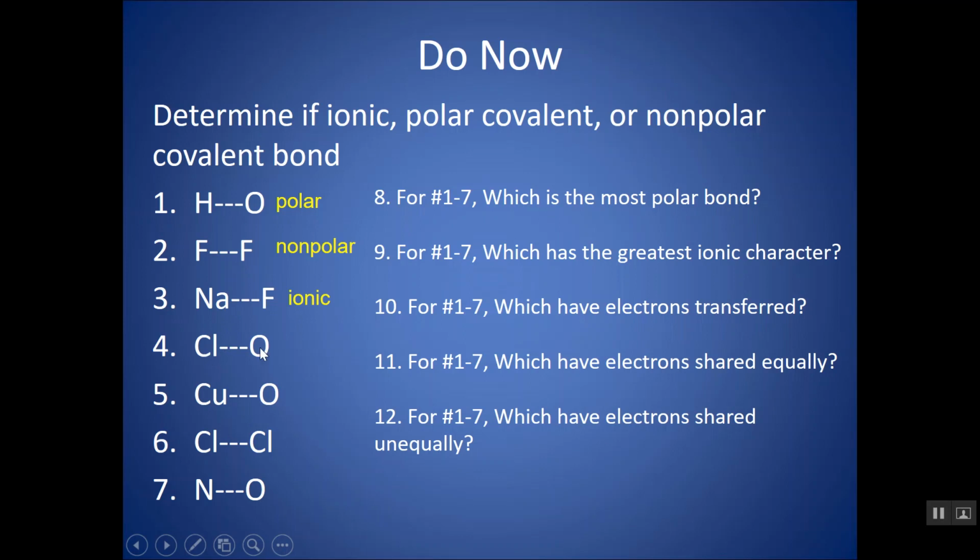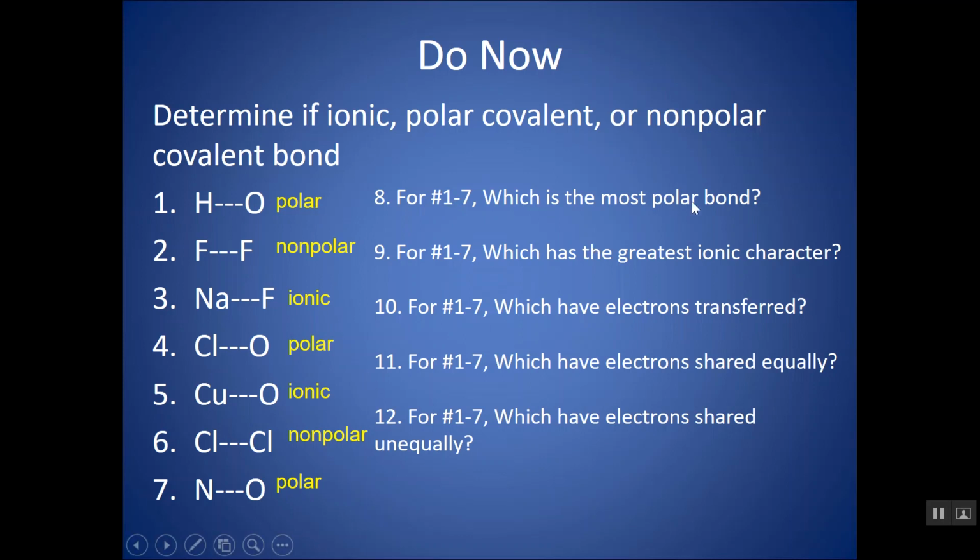Cl is a nonmetal, O is a nonmetal, so it's covalent, two different nonmetals with two different electronegativities, that would be polar. Cu is a metal, O is a nonmetal, so that is ionic. Cl and Cl, two of the same nonmetal atoms, so they have the same electronegativities, this would be nonpolar, and these are both nonmetals, but different nonmetals with different electronegativities, this would be a polar bond.